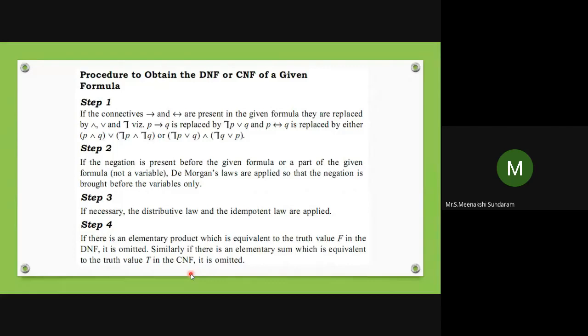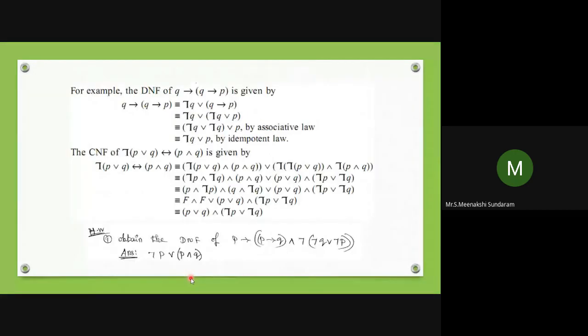In the other case, P conjunction F is false. That is a dominance law, we can say, dominant law. Okay. For example, I will give some example, for example, the DNF of Q tends to P is given by.